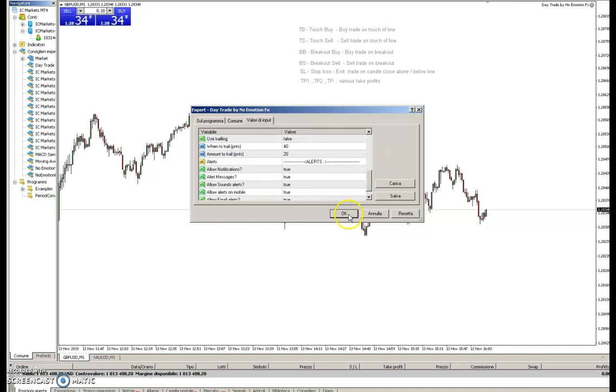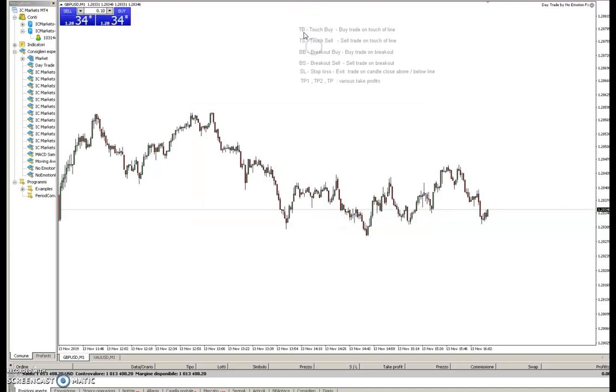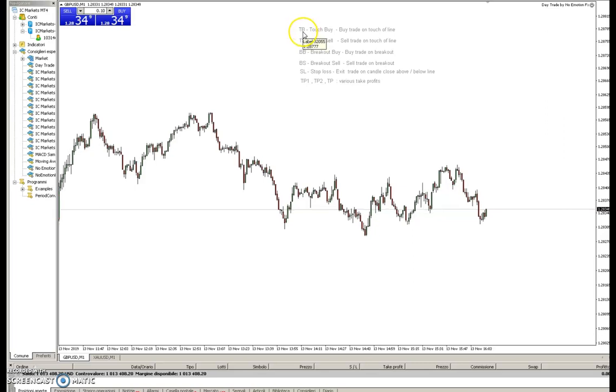Now let's see how it works. I'm applying it on the chart. Now here you can see the types of trend line which we have. TB is the expert advisor which will buy on the touch of trend line. TS is it will sell on touch of trend line. BB is the name we will give the trend line when we want to buy the breakout, and BS is to sell the breakout. Stop loss is the stop loss line. TP1, TP2 and TP3 are various take profit levels.